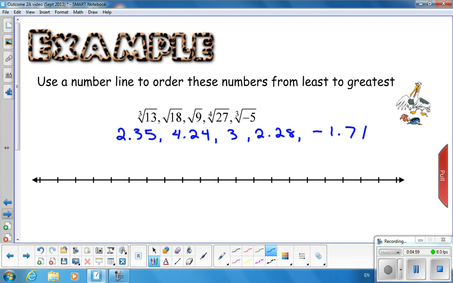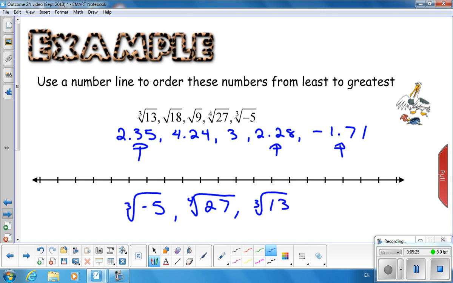So if we look at the smallest number in that group, it is -1.71, which started off as the cube root of -5. The next largest number will be 2.28, which was the fourth root of 27. Then we have 2.35, which was the cube root of 13. Then 3, which started as the square root of 9, and 4.24, which started as the square root of 18.